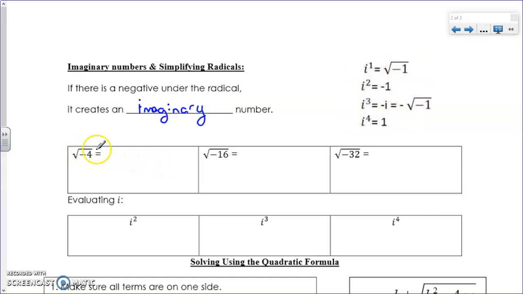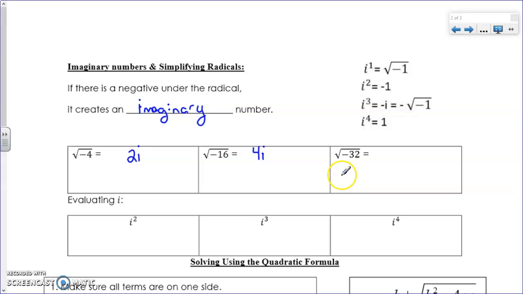All right, so if I take the square root of -4, what is the square root of 4? Square root of 4? 2. And then since it's negative, it will be 2I. Does that make sense? All right, square root of -16 is 4. And since it's negative, it is 4I. Good? All right. Is 32 a perfect square? No. So I have to break it down using the largest perfect square that'll go into 32.